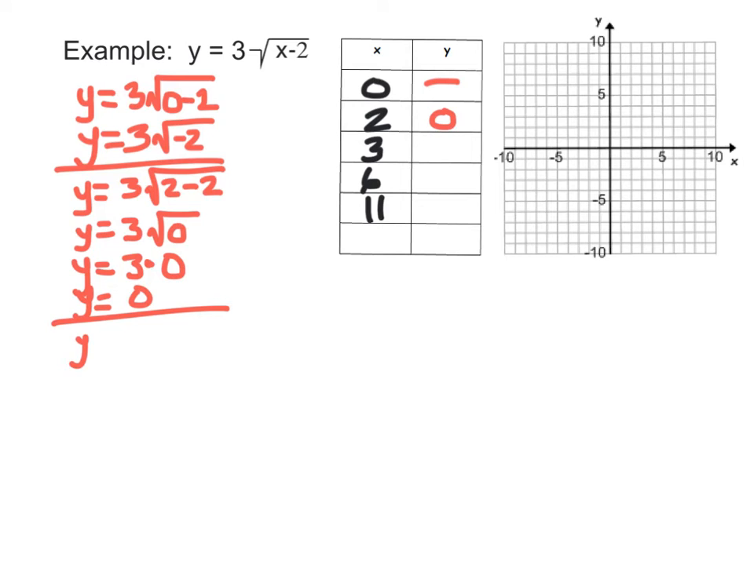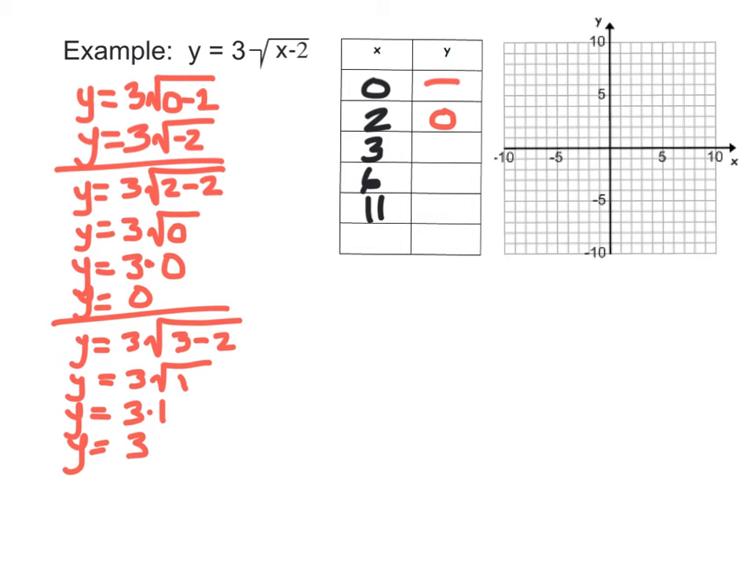We'll go ahead and fill in the rest of these. Y equals 3 times the square root of, putting a 3 in for x, 3 minus 2. So y equals 3 times the square root of 3 minus 2, which is 1. And the square root of 1 is 1. So 3 times 1 is our answer here, 3.